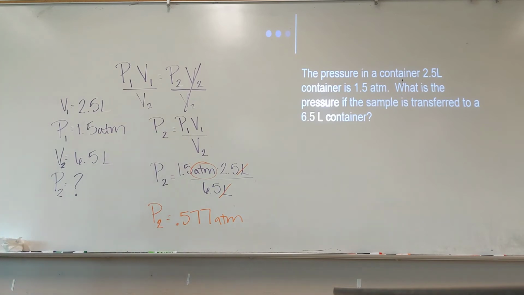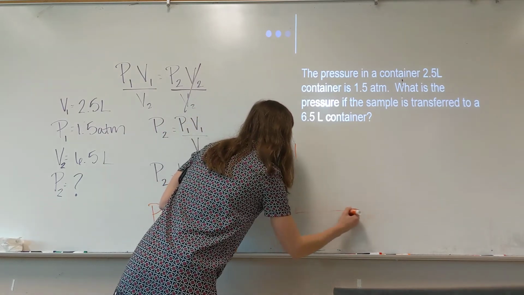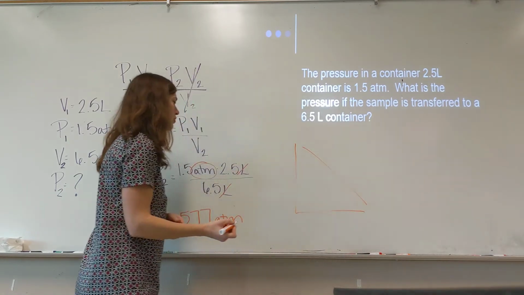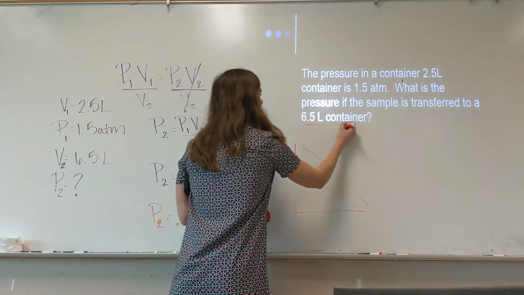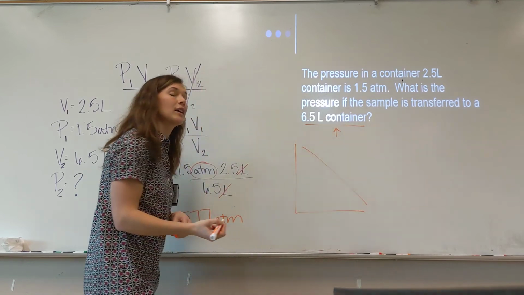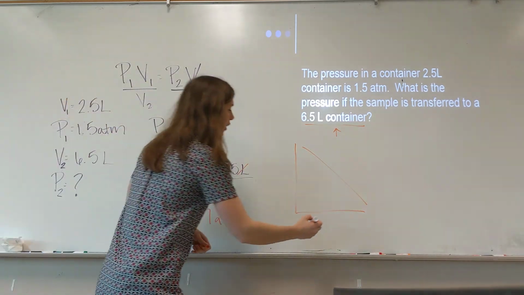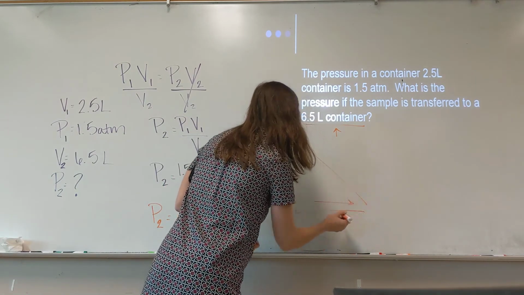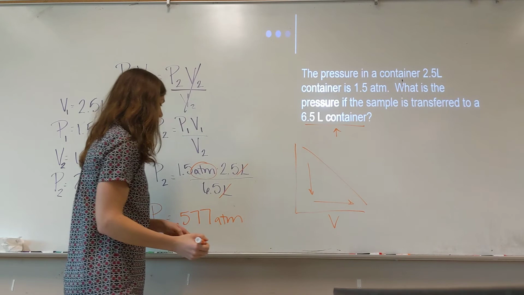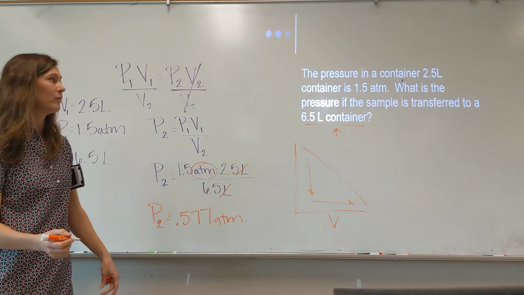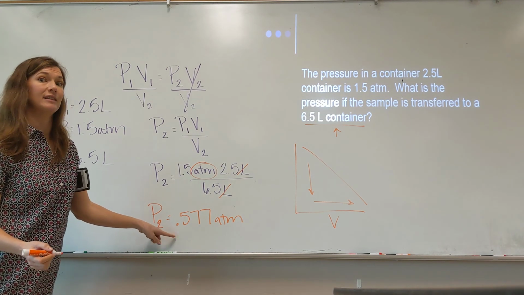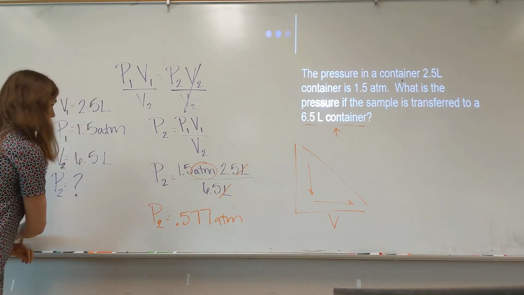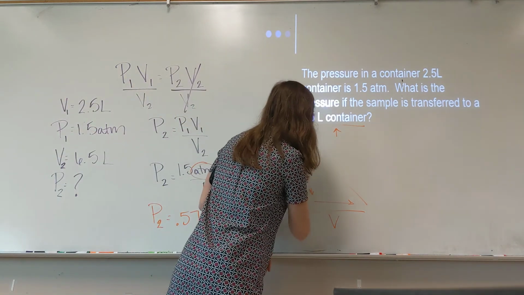If you're not sure about that answer, remember back to what we talked about in the beginning. This is an inverse proportion. As one variable increases, remember our volume was increasing, the pressure should decrease. So volume went up, pressure went down. Okay? So our pressure went from 1.5 to 0.577. All right. And that's it for Boyle's law.